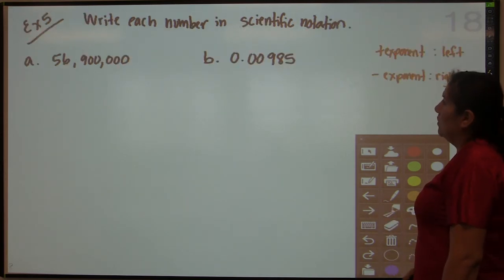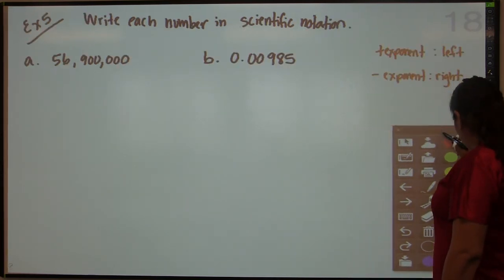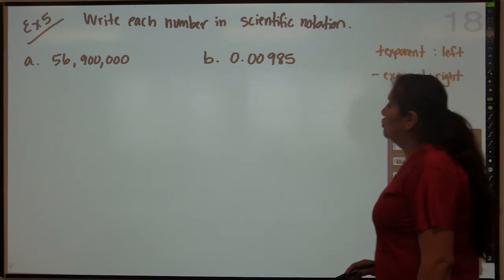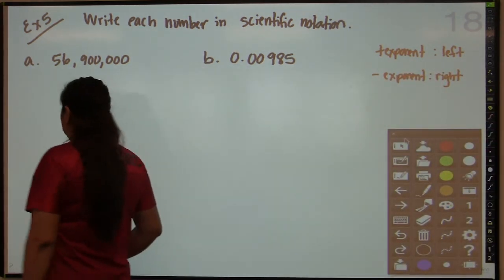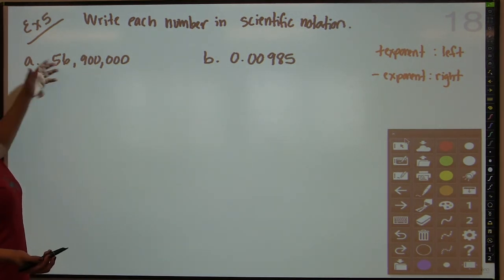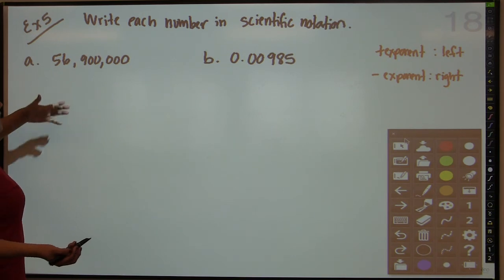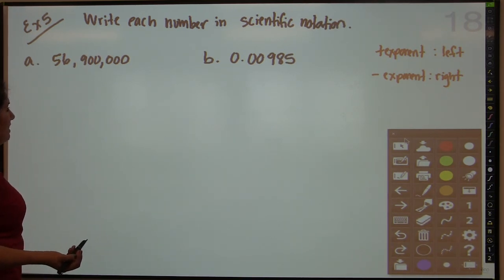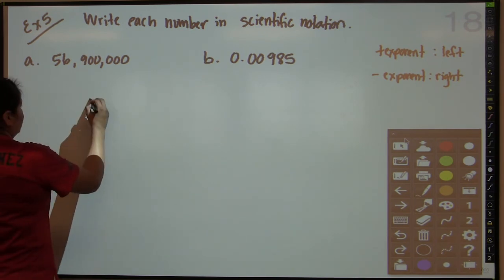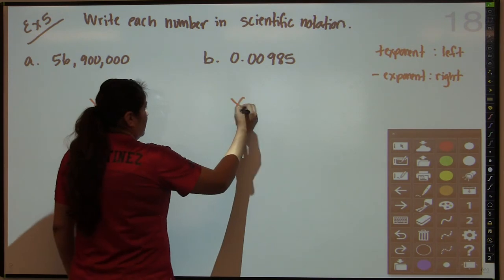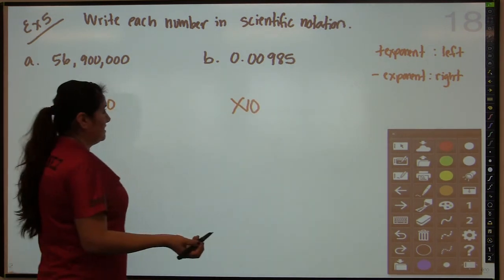Okay? So in example five, another thing that you have to be able to do with scientific notation is you need to be able to write the number in scientific notation. This is actually currently in standard notation. It's just how you normally see numbers, but there's no times 10. So what you want to do is make sure that you're going to have a times 10 for sure in each problem. There's going to be a times 10, and there's going to be an exponent.